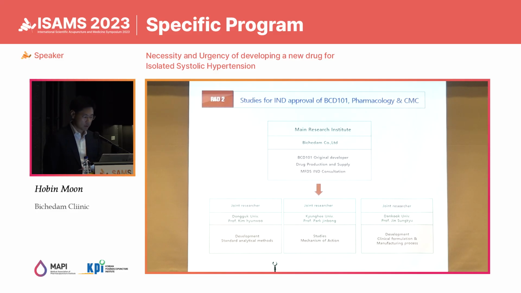Next, as the original technology holder of BCD-101, we are preparing research and materials necessary for submitting an IND. We are preparing standard analytical methods with Professor Hyun Kim, and we are conducting research on the mechanism of action with Professor Jin Bong Park. In addition, research on the development of formulation and manufacturing process to be used in clinical trials is also underway with Professor Sung-Kyu Jin.